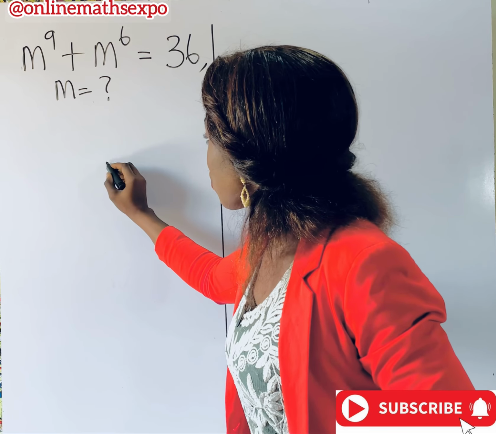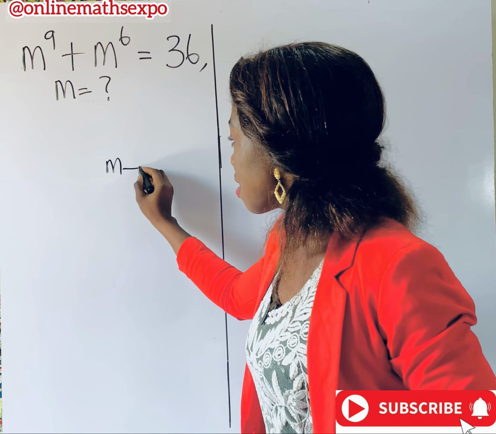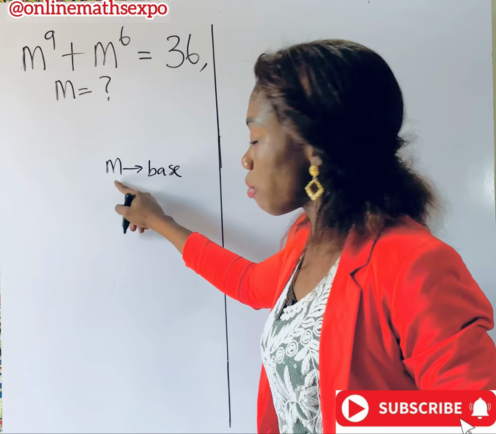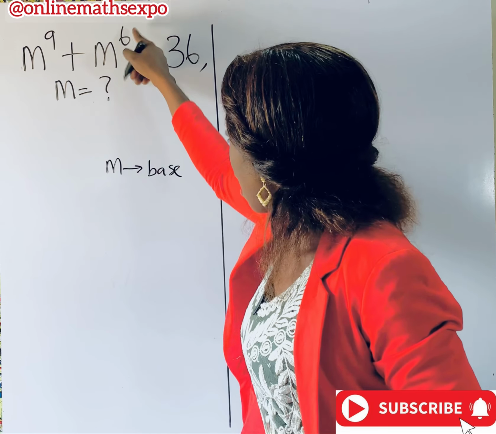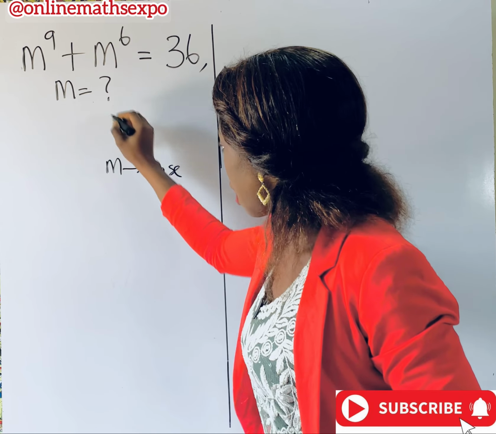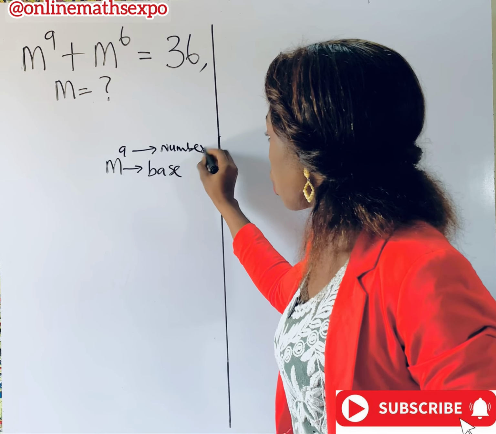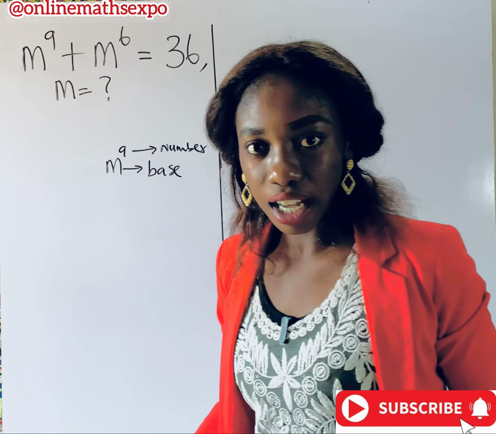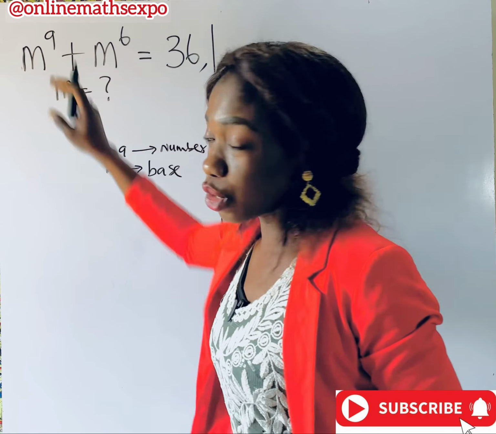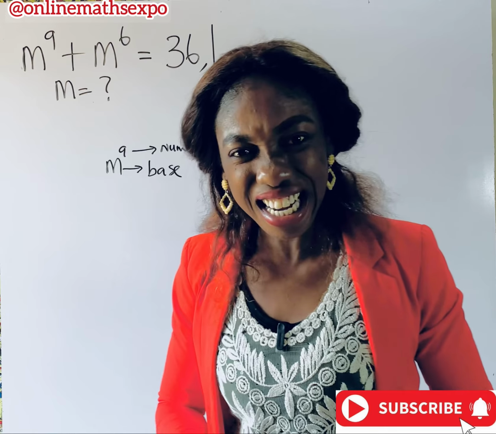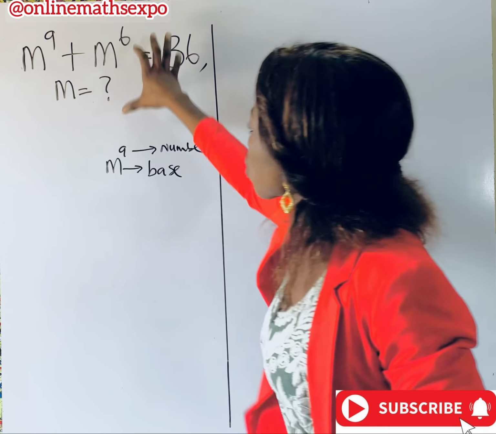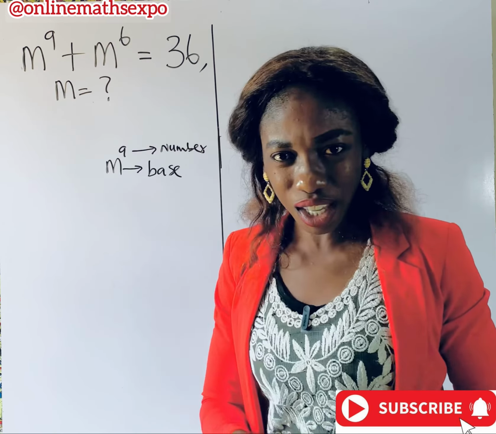So when you look at this, you see you have m as the base. Each time you have a variable as the base, and the power is a number, let's say 9, the power is a number, okay? We call such a polynomial. So this is a polynomial and it's a polynomial of degree 9. So can you solve this question? Is this something you can do?